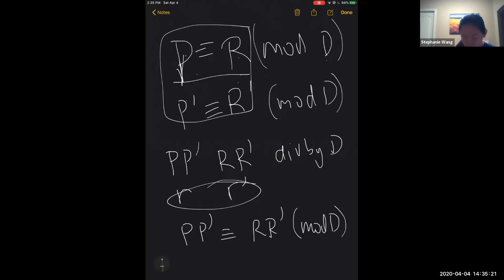So we know that p p prime is congruent to r r prime, and p is congruent to r mod d, and p prime is congruent to r prime mod d. So that means r and r prime are going to be congruent mod d. Does this make sense? It's just like the introductory problem to show you how to use operations on modular arithmetic.